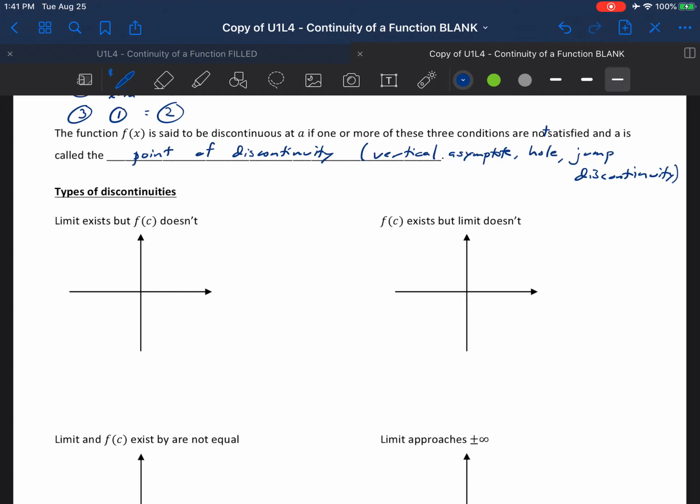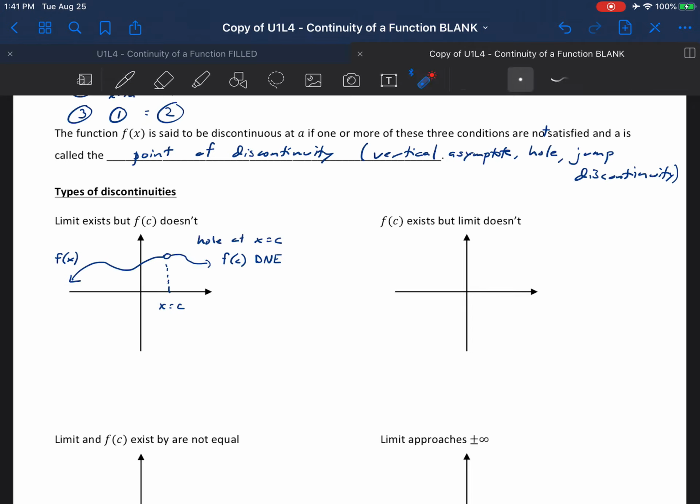Okay, so let's get into the types of discontinuities that we'll see. First one is the limit exists, but the function value doesn't. Now we're changing our number from a to c, but that's fine. So an example of this could be, let's say that we have some function. It's got a limit right here at x equals c, but there's no function value. So we have a hole at x equals c, therefore f of c doesn't exist. That function is not continuous because it's not defined there.